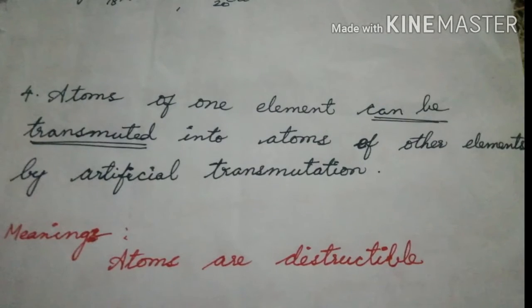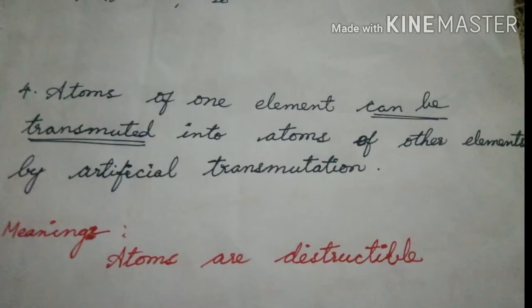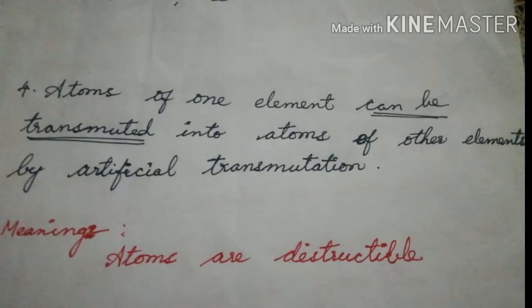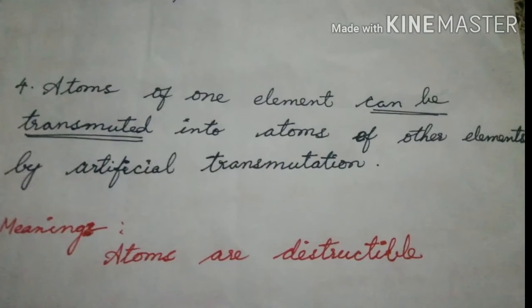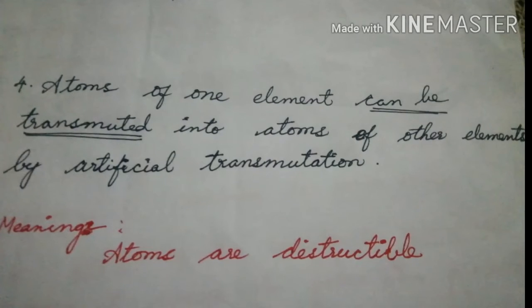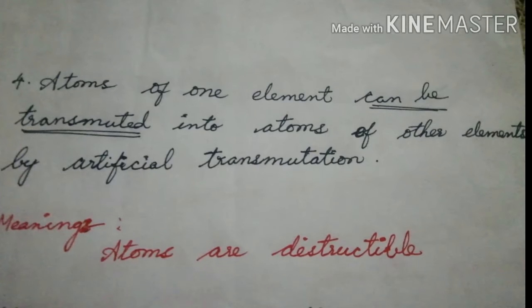The fourth postulate is atoms of one element can be transmuted into atoms of another element by artificial transmutation, meaning atoms are destructible. That is, an atom of one element can be converted into an atom of another element.